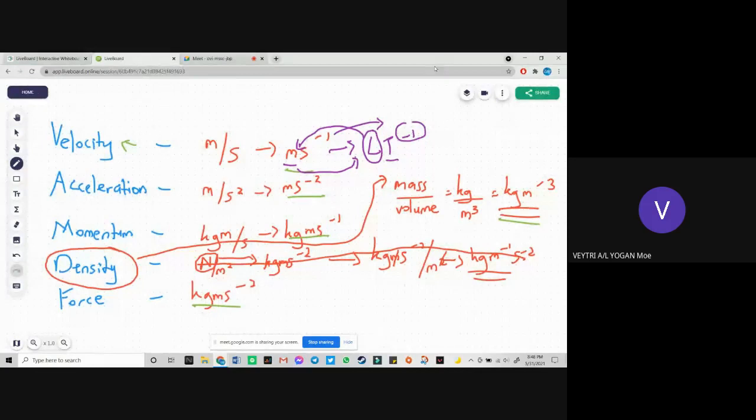Now, what is the dimension for acceleration? LT negative 2. Exactly, LT negative 2. Guys, if anyone doesn't understand, just stop me, okay? Now, what is the dimension for momentum? MLT negative 1. You mean this one?